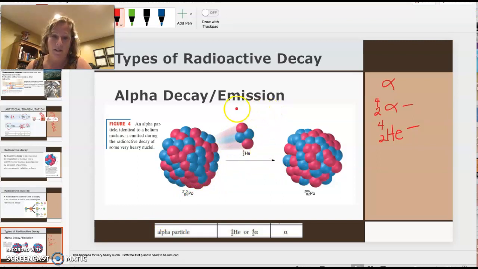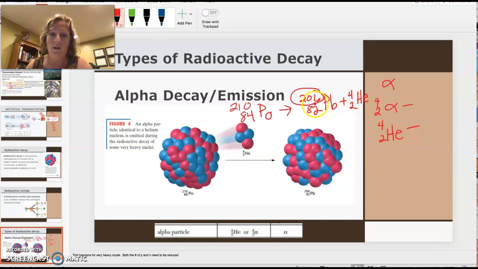So when you do have an alpha decay, just to remind you, if you were doing one, like this one's polonium, the daughter product is going to have 4 less of a mass in AMUs and 2 less protons. So you'll always see the mass number go down by 4, the atomic number go down by 2, and that's because this alpha particle came out.